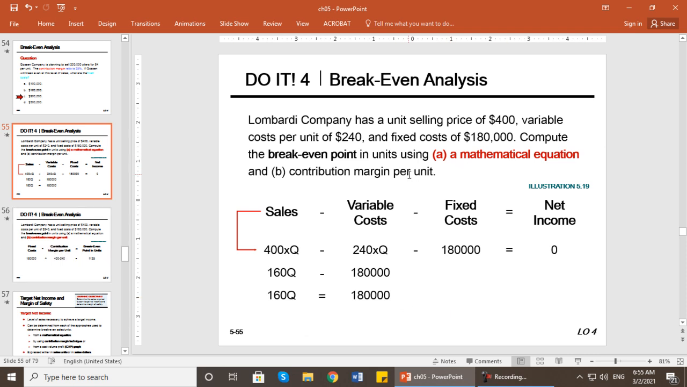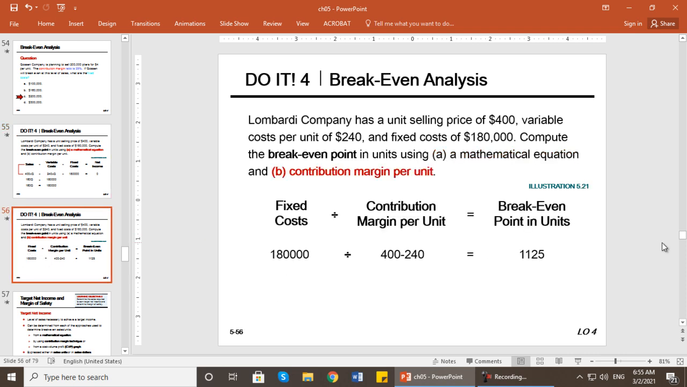So here we calculated break-even point using a mathematical equation. When we determine Q equals 180,000 divided by 160, it equals the same answer as in part B, 1125 units.